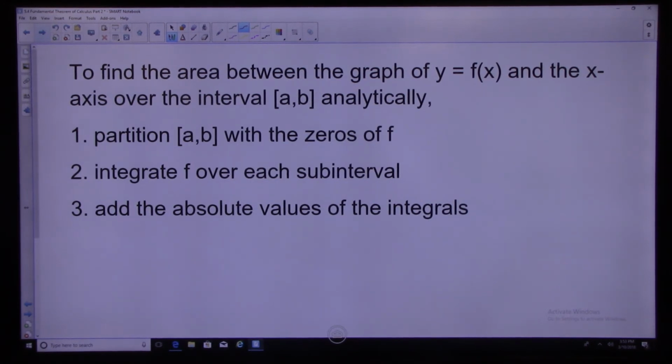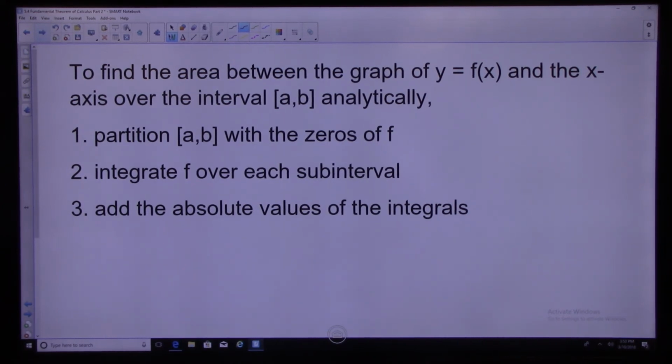To find the area between the graph of y equals f(x) and the x-axis over the interval from a to b analytically, you partition [a, b] with the zeros of f, you integrate f over each subinterval, and then you add the absolute values of the integrals. So pause that there if you need to write this down. You probably should. I'm going to go back and talk about what we did there.